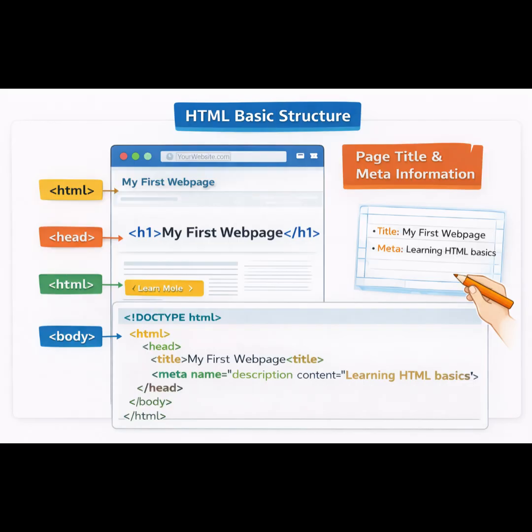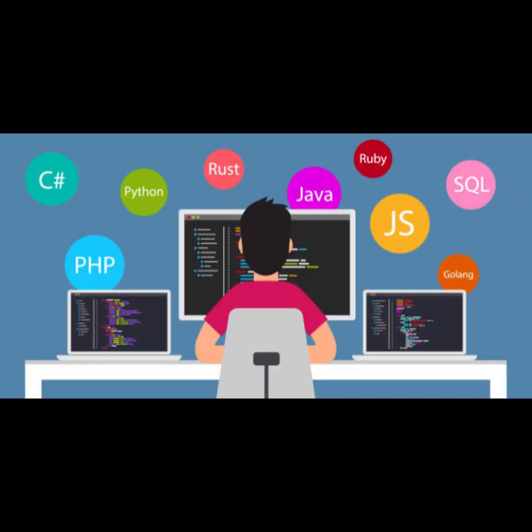HTML text formatting tags. Headings H1 to H6. Paragraphs, bold, italic, underline. Line breaks and horizontal lines. Superscript and subscript. Used to display readable content.